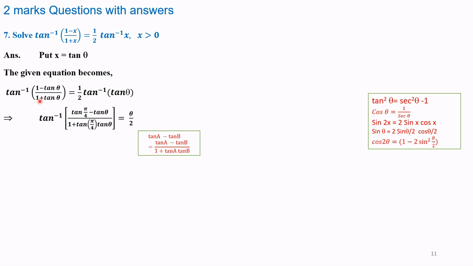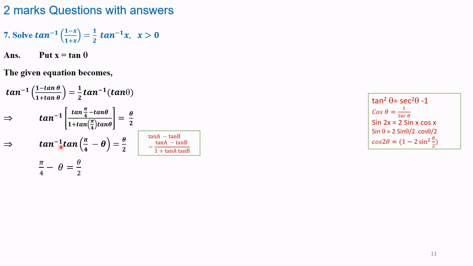Therefore, tan of pi by 4 is 1. So substitute 1 as tan pi by 4. Tan pi by 4 minus tan theta divided by 1 plus tan of pi by 4 into tan theta, that is equal to tan theta by 2. Therefore, tan inverse of tan of pi by 4 minus theta. That is the formula for tan A minus tan B divided by 1 plus tan A tan B, which is equal to tan of A minus B, where A is pi by 4 and B is theta.